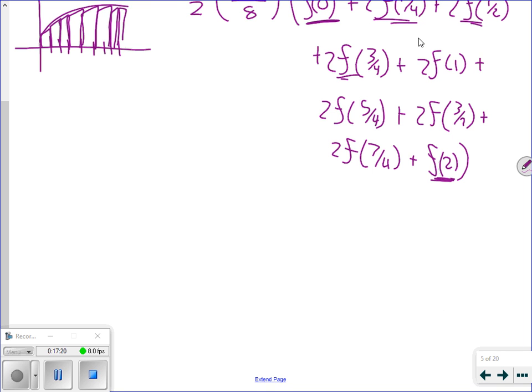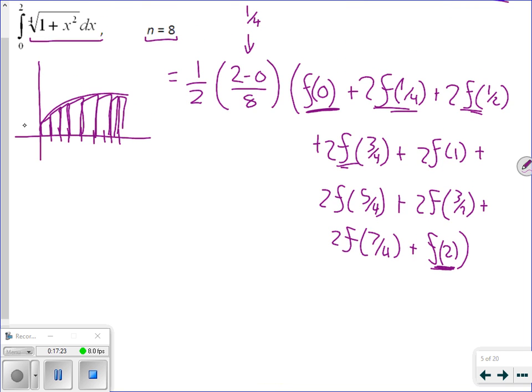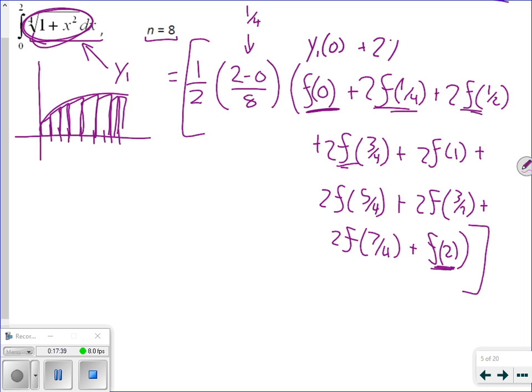Okay? Now, I encourage you to do this. Type this function into your calculator as y1, and then literally type this into the calculator exactly as we wrote it down, so you don't mess up. Type in y1 of 0 plus 2 y1 of 1/4. Write it that way. Okay. But anyway, the approximation we get is 2.422, which is a lot more accurate than a midpoint or left or right sum.